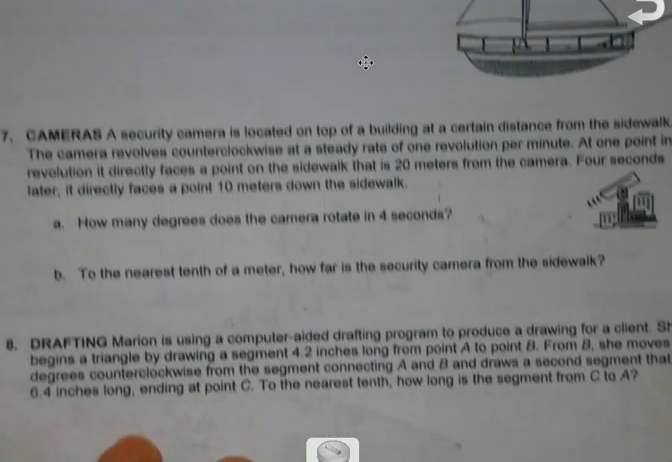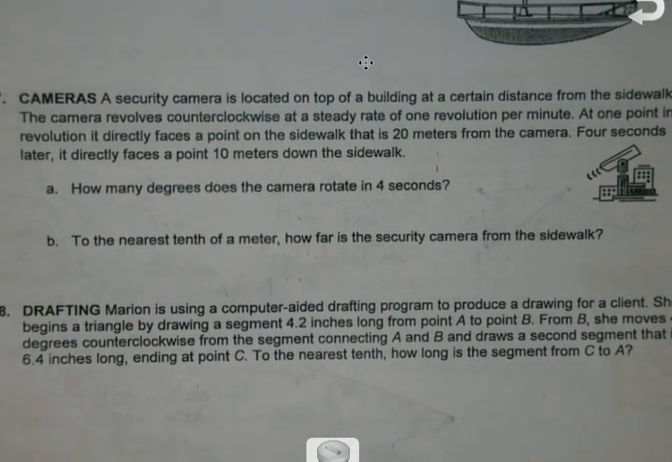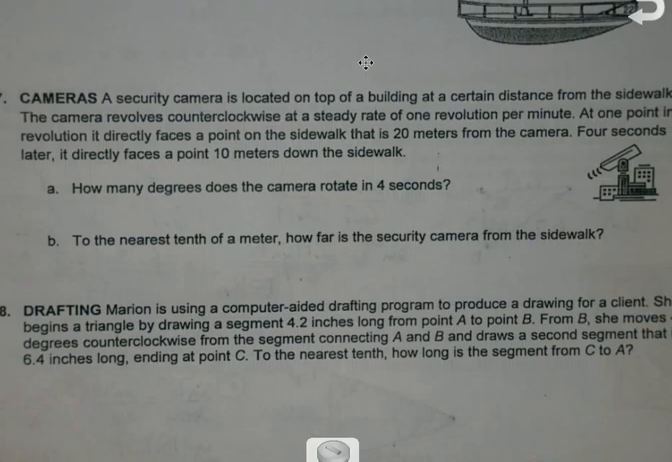All right, cameras. A security camera is located at the top of a building a certain distance from the sidewalk. The camera revolves counterclockwise at a steady rate of 1 revolution per minute. In other words, it goes 360 degrees. At one point in the revolution, it directly faces a point on the sidewalk that is 20 meters from the camera. 4 seconds later, it directly faces a point 10 meters down the sidewalk. I think we're going to have to draw some pictures here. How many degrees does the camera rotate in 4 seconds?